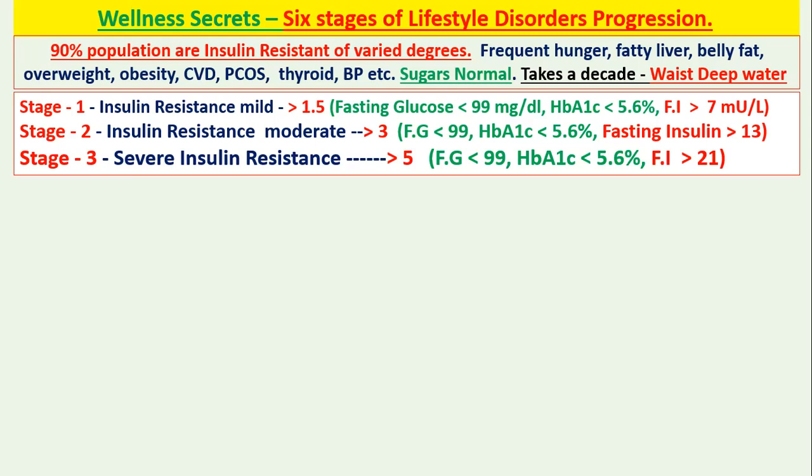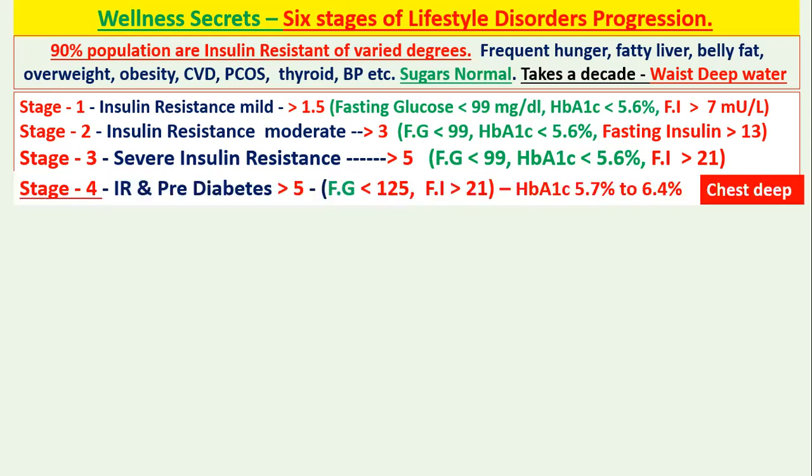Now, what is stage 4? Stage 4 is pre-diabetes, friends. At times the insulin resistance is above 5. It is not necessary that it happens only after 5. Pre-diabetes can happen. What are the stages of pre-diabetes? The sugar level has gone up to below 125. In some cases I have seen pre-diabetes where fasting sugar could be 80.